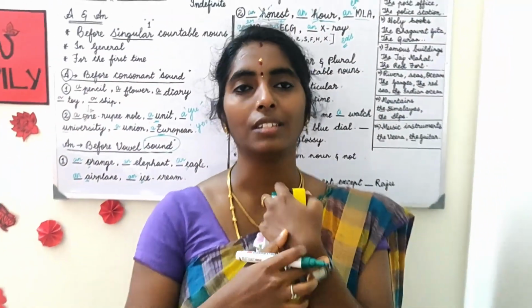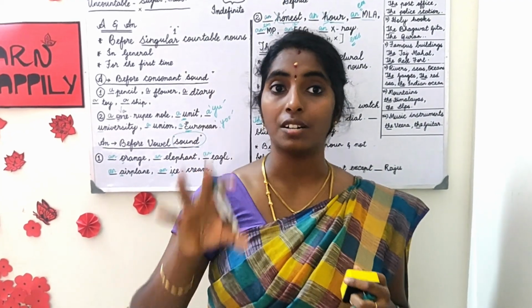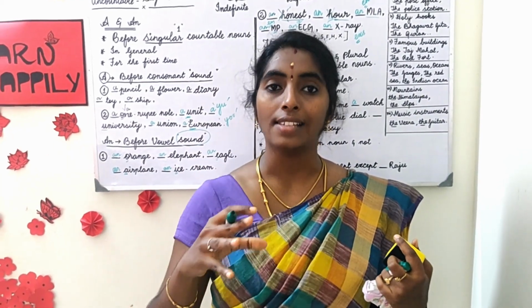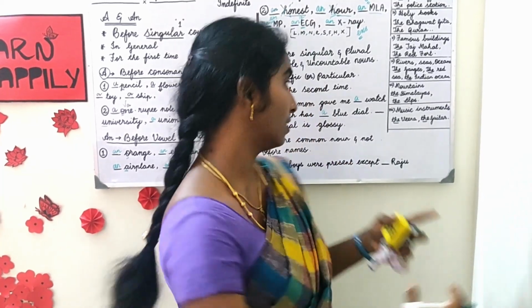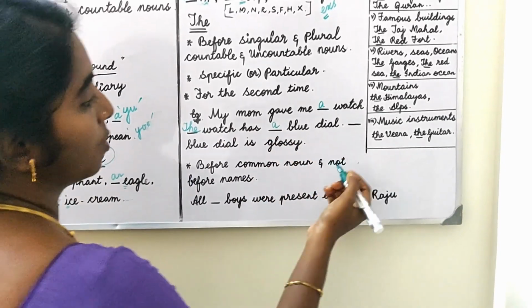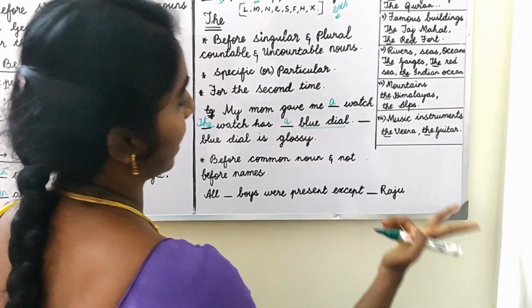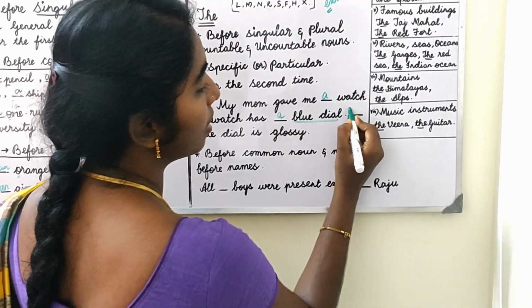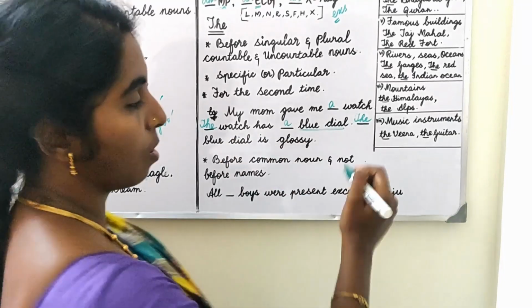Dial is nothing but the inside of the watch, the head of the watch. The watch that my mother gave me has a blue dial. Okay, a blue dial. Now, in the second sentence, see, the blue dial is glossy. So again I am speaking about this blue dial for the second time. So what do we have to use here? The blue dial is glossy.